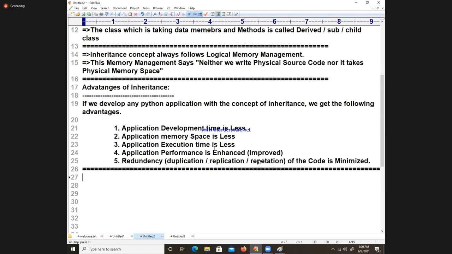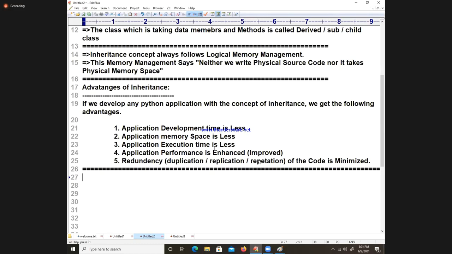One more example I will tell you. You are a parent, and your parent is also having his parent. Your parent is also a single child. So tell me, you are there, your parent is there, your grandparent is also there. So what is that inheritance? That is called another type of inheritance. We will talk about that.